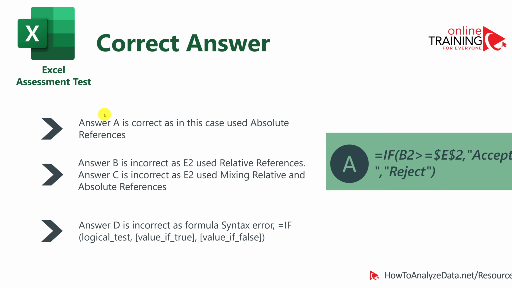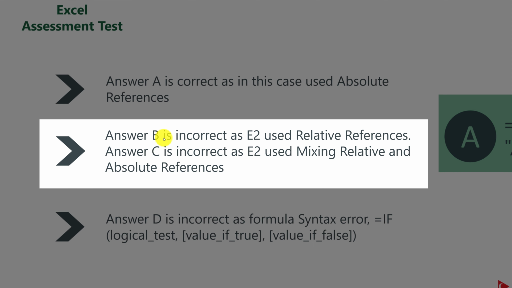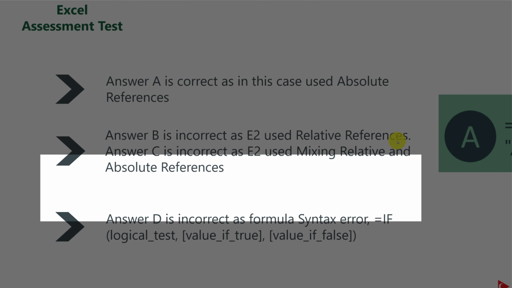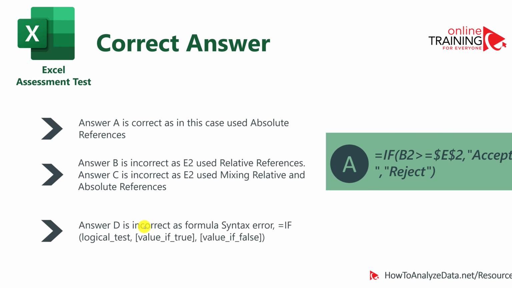The correct answer here is A, because answer A uses absolute references. Answer B is incorrect because it uses relative references. And answer D is incorrect because there's an error in the syntax of the formula here. So hopefully you've got this one right.